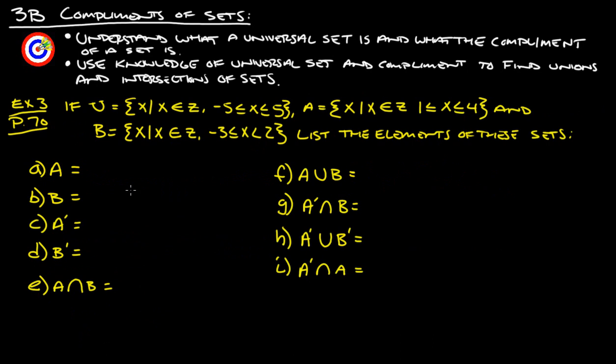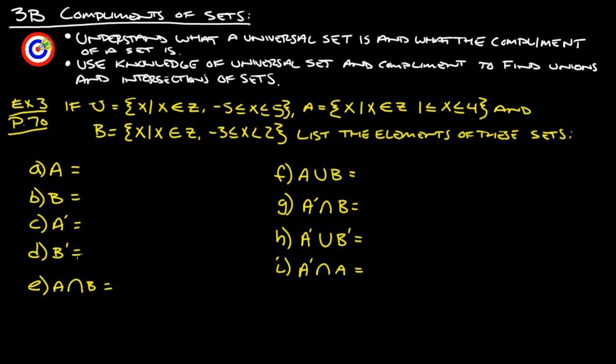Alright, so example 3 from page 70 gives us this here. Here's our universal set, x such that x is an element of the integers where x is between -5 and 5, including -5 and 5. Set A is x such that x is an integer where x is between 1 and 4, including 1 and 4. And then set B are all the x's such that x is an integer where x is between -3 and 2, including -3, but not 2.